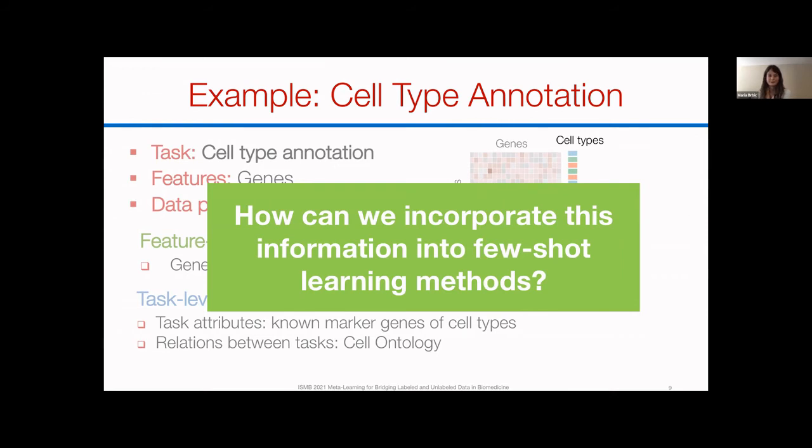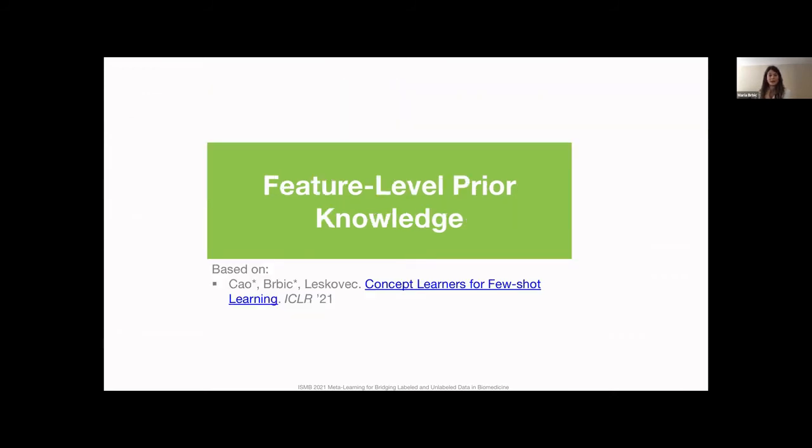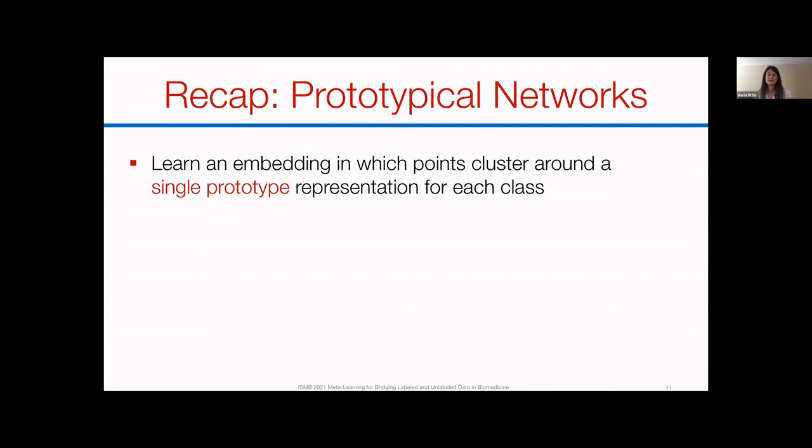So we will first start with the method for feature level prior knowledge. Let's first do a recap of prototypical networks covered in the first part of the tutorial, because we will build all our methods in this part of the tutorial on top of the prototypical networks. The main idea in prototypical networks is to learn an embedding in which points cluster around a single prototype representation for each class.